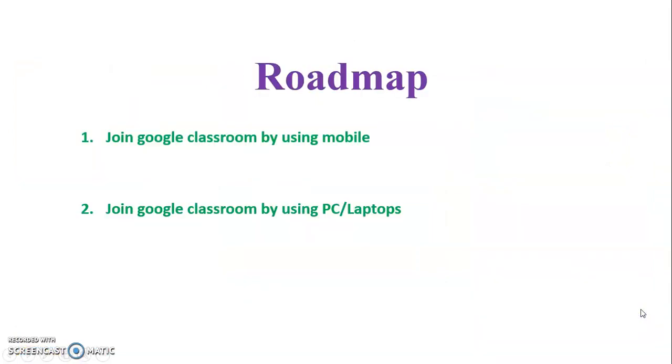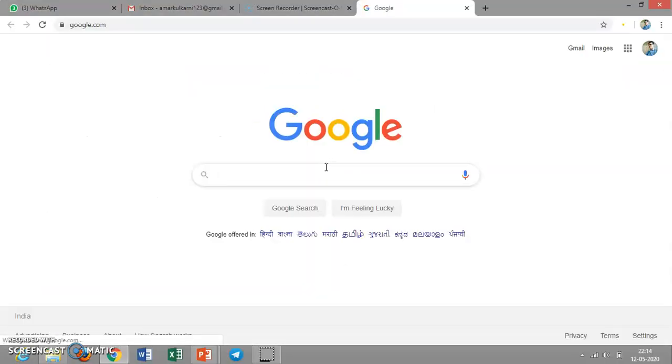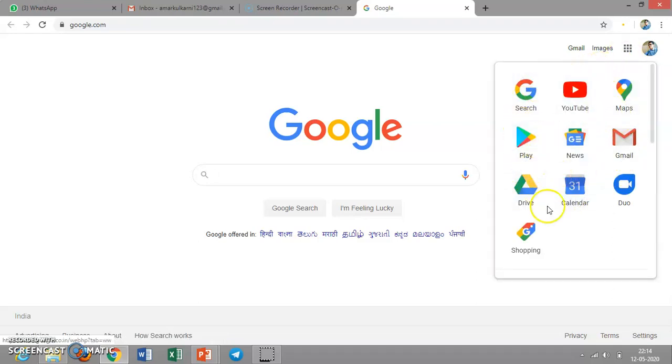We have seen how to join Google Classroom by using mobile. You can also join Google Classroom by using a desktop, PC or laptop. Just see. For that purpose, it is necessary to open google.com. Here, if you have already signed in, you will get this window. By clicking on the nine buttons on the right side, that is, the Google apps, this window will open.